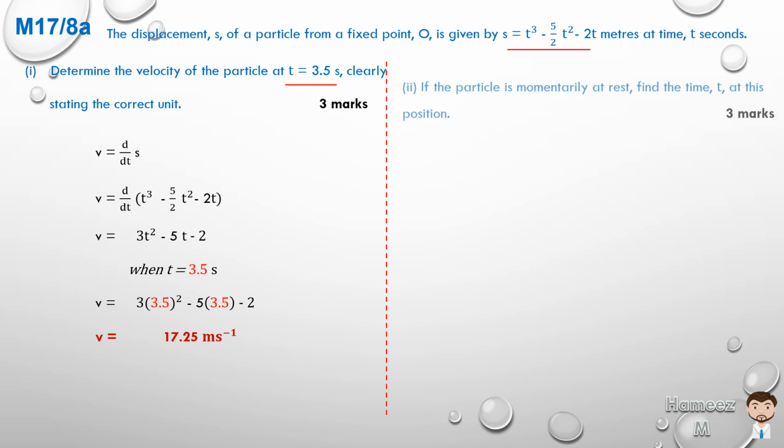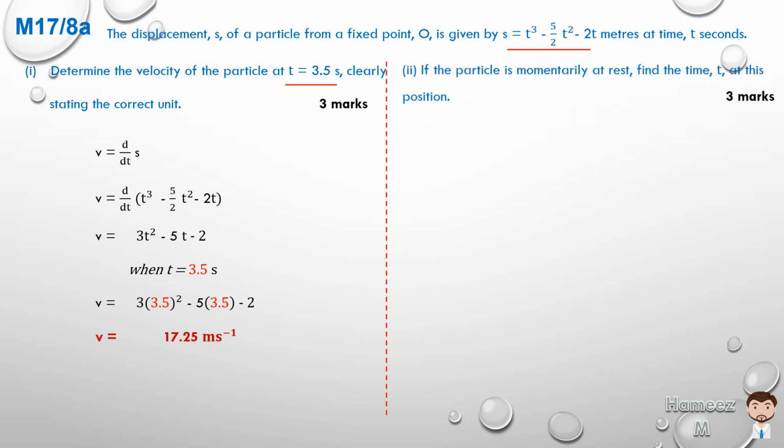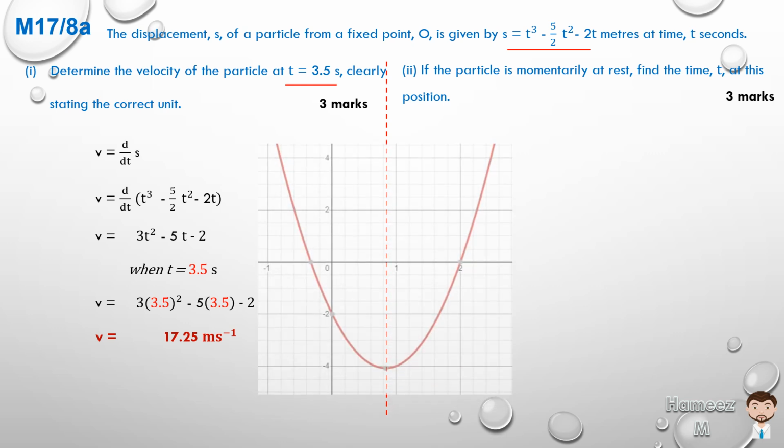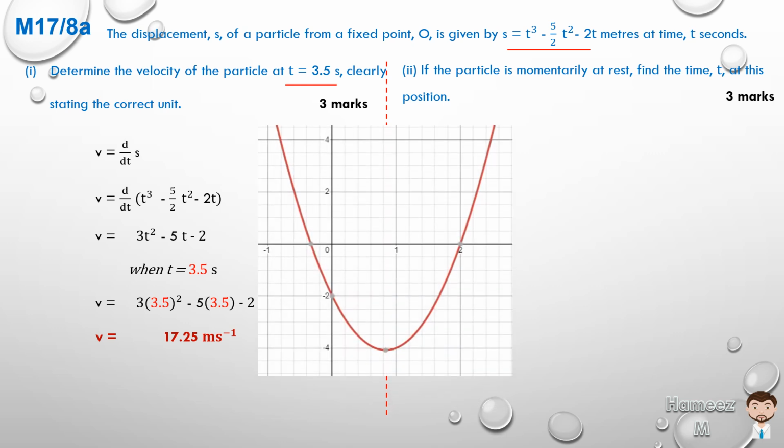Part 2. If the particle is momentarily at rest, of course we could bring up a little sketch for students to follow along, where the velocity is just quadratic, 3t squared minus 5t minus 2.